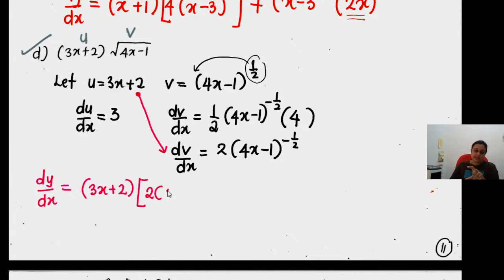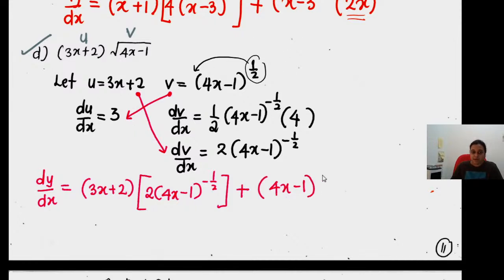Why do I put in a big bracket? Because there's a number there, right? If you realize the number, if the teacher didn't put a bracket, it looks a bit weird. Of course you can do it like this also, but I prefer to put a big bracket so you know that that one is u times dv/dx. Plus, copy the v times du/dx. Let's copy the v, so (4x minus 1) to the power 1 over 2. du/dx is 3. Okay, done.